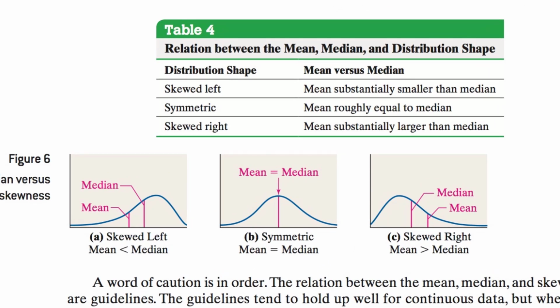And so in other words, as you'll notice in the middle of the figure here, part B of figure 6, when you have a bell-shaped distribution, even approximately bell-shaped, we would expect that the mean and the median basically agree, as you see here.